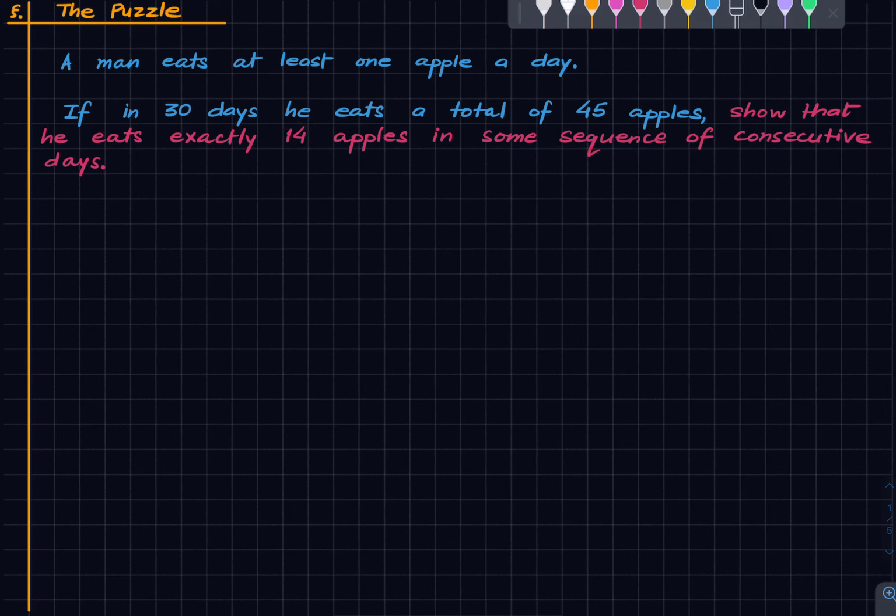So it may be that there is some one particular day where he eats 14 apples, a bit much. Or maybe in 2 days he eats a total of 14 apples, 2 consecutive days, not just some 2 days. Or in 3 consecutive days or something. But there must exist a sequence of consecutive days where he eats exactly 14 apples. Which is what makes this puzzle very interesting, this exactness of 14.